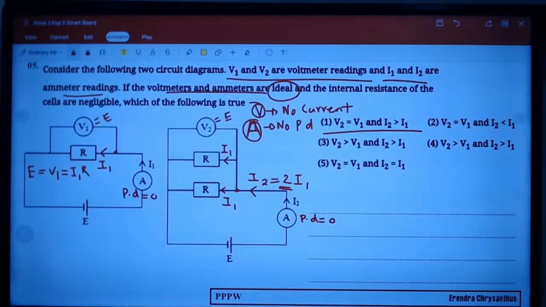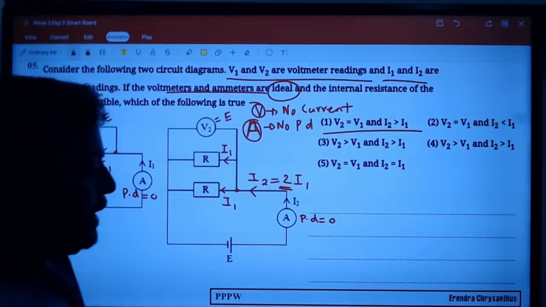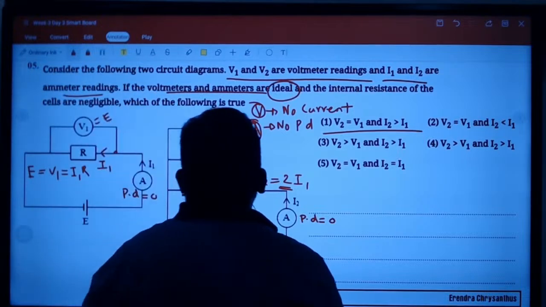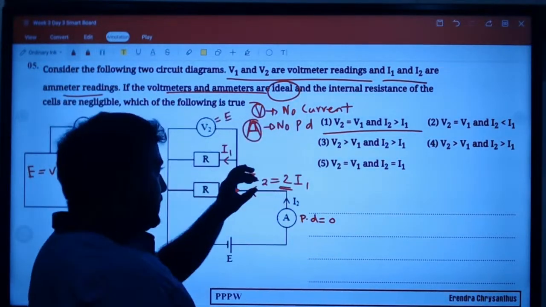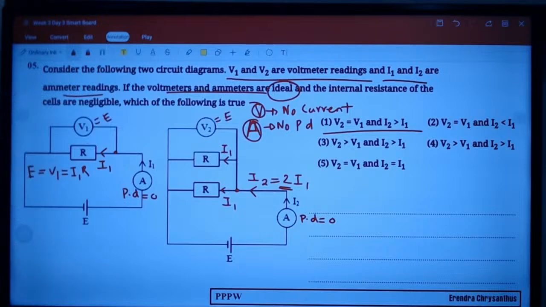In the second circuit, you can see how electricity problems are very easy. The effective resistance is half. Therefore, the current in the main circuit will double.